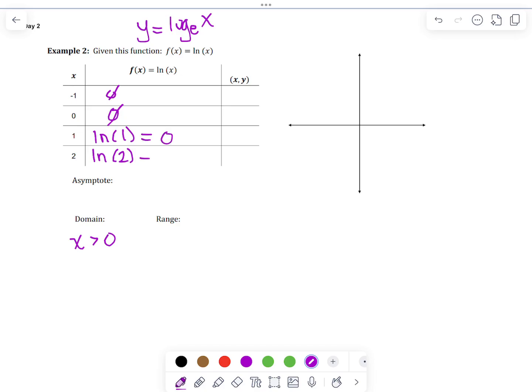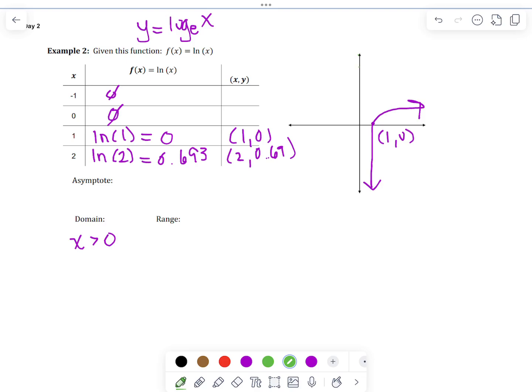we get 0 and 0.693. So as ordered pairs, it's (1, 0) and (2, 0.69). So when we graph this out, it'll look very similar to our previous example. We have the ordered pair (1, 0) there.